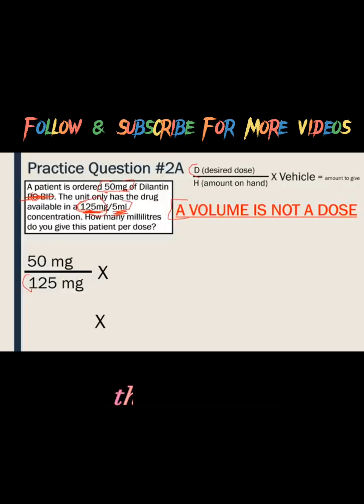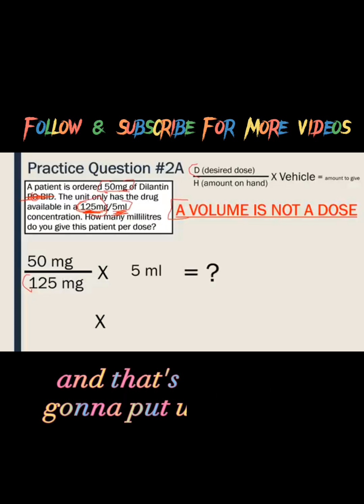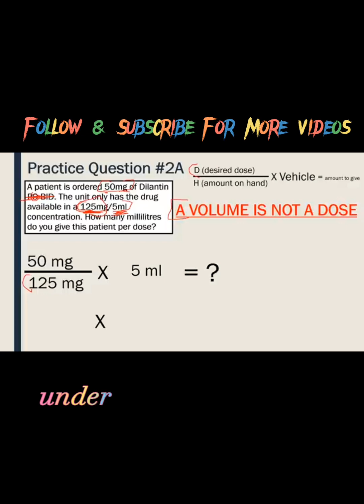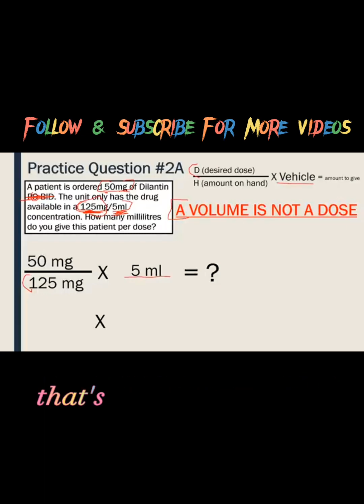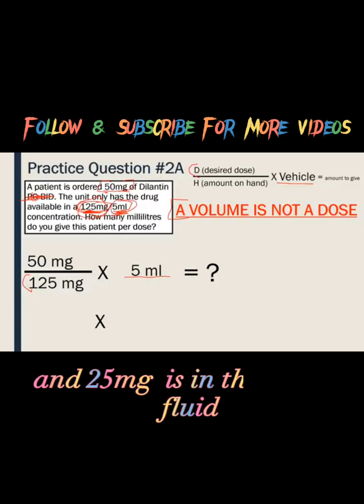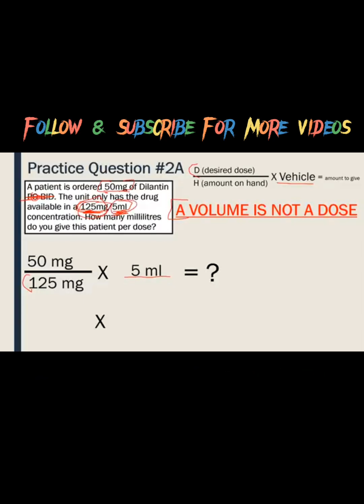Now, the vehicle. The vehicle is a little bit different than the last question we did, where it was simply tablets. Tablets or capsules, that's an easy way of doing it. But this is milliliters, and that's what we're going to put under this vehicle section where we multiply by the vehicle. We're going to put 5 milliliters. That's where this 125 milligrams is in the 5 milliliters of fluid.